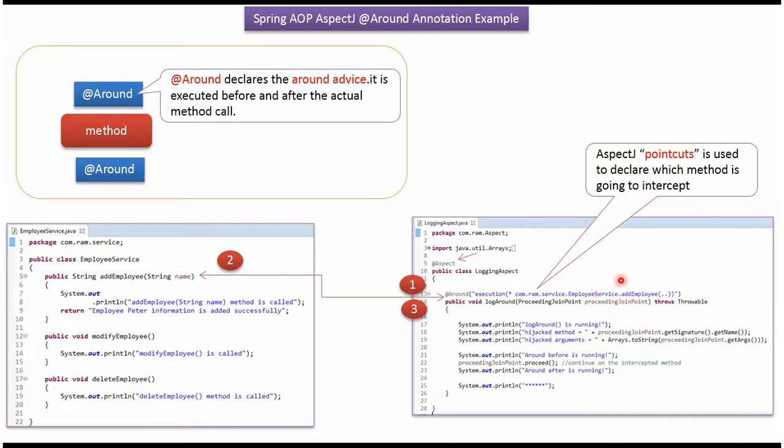So before calling the addEmployee method of the EmployeeService class, up to this part will be executed. Then when it comes to this point, it will call the addEmployee method. After executing the addEmployee method, this part will be executed.